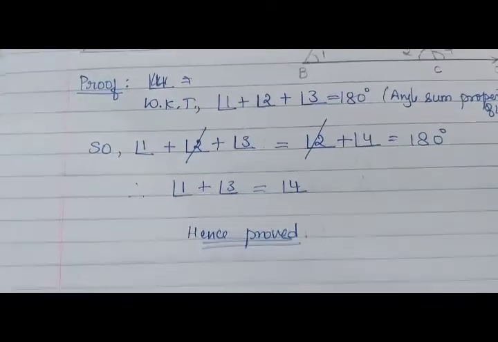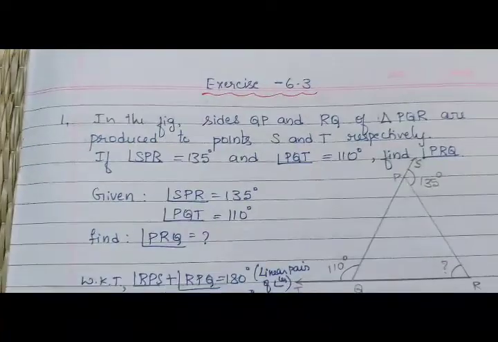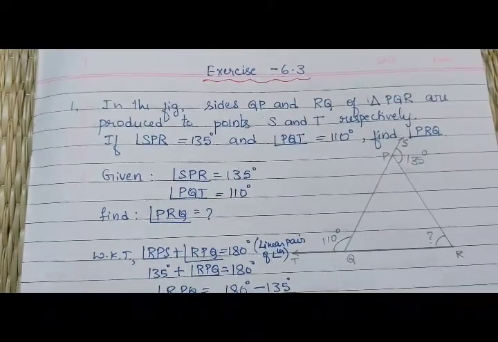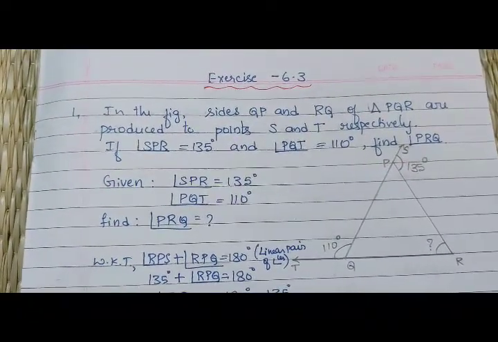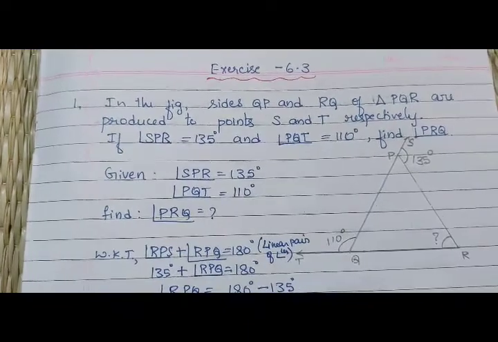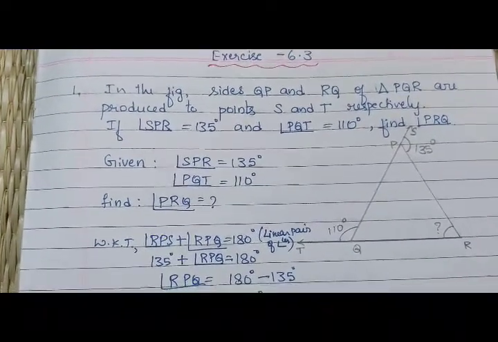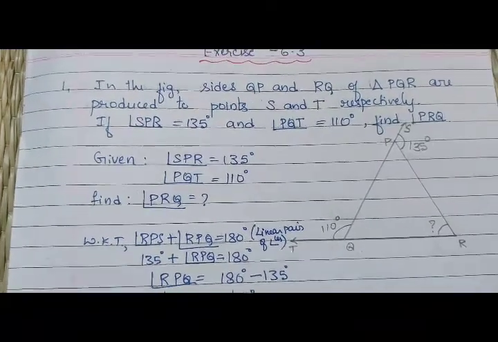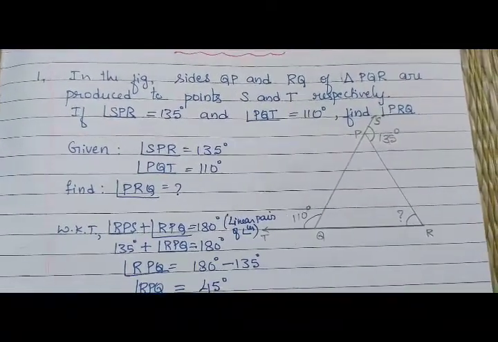Hence proved. Exercise 6.3. In the figures, sides QP and RQ of triangle PQR are produced to points S and T respectively. If angle SPR is equal to 135 and angle PQT is equal to 110, find angle PRQ.